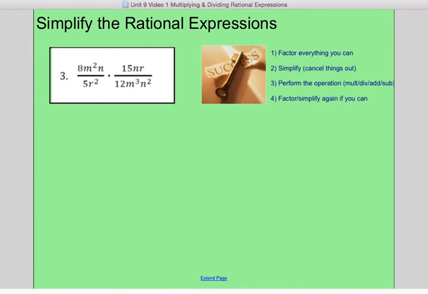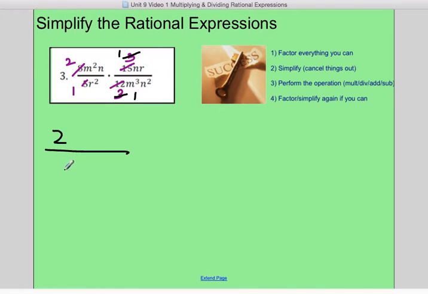Number 3. Once again, I still notice it's multiplication, and these are all monomials, so I can just start simplifying. 8 and 12, both divisible by 4. 8 divided by 4 is 2, 12 divided by 4 is 3. 15 and 5, both divisible by 5, so 3 and 1. We could multiply and then simplify, but I could also notice the 3's. They're going to cancel. Some people forget, but you can cancel them if they're on the same side. So this is 1 and this is 1. So 2 times 1 is 2. 1 times 1 is 1.